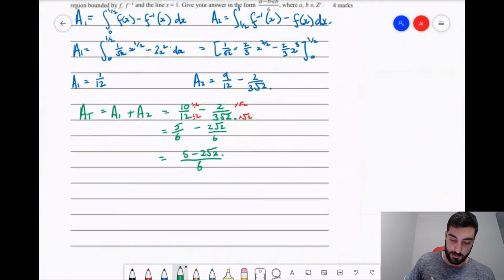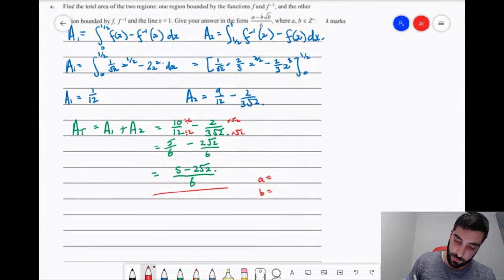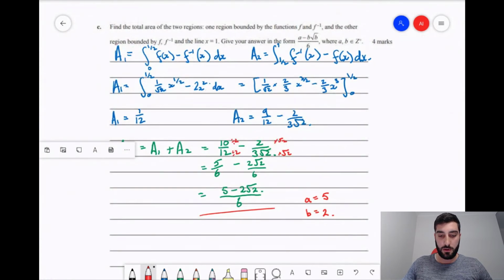So I guess we've matched that form now, and if I'm just to label these variables, a would be 5, and b would be 2, obviously. Great. Hopefully that was nice and clear for you guys.